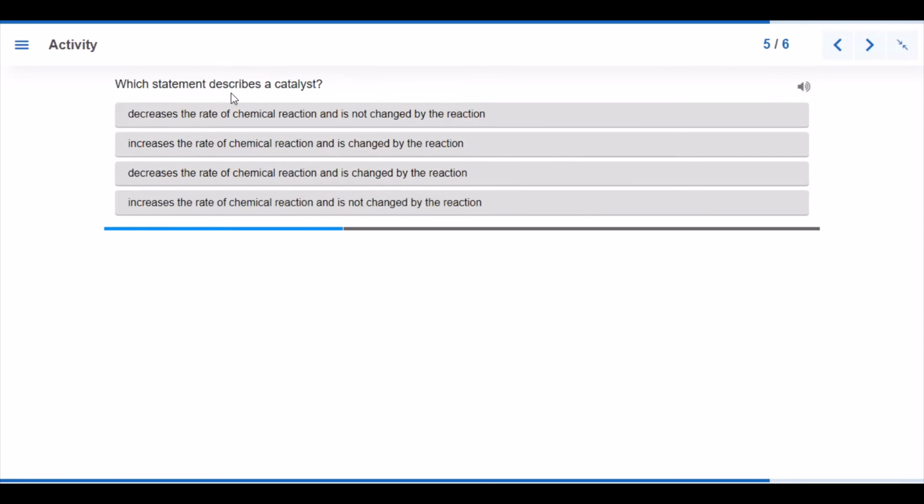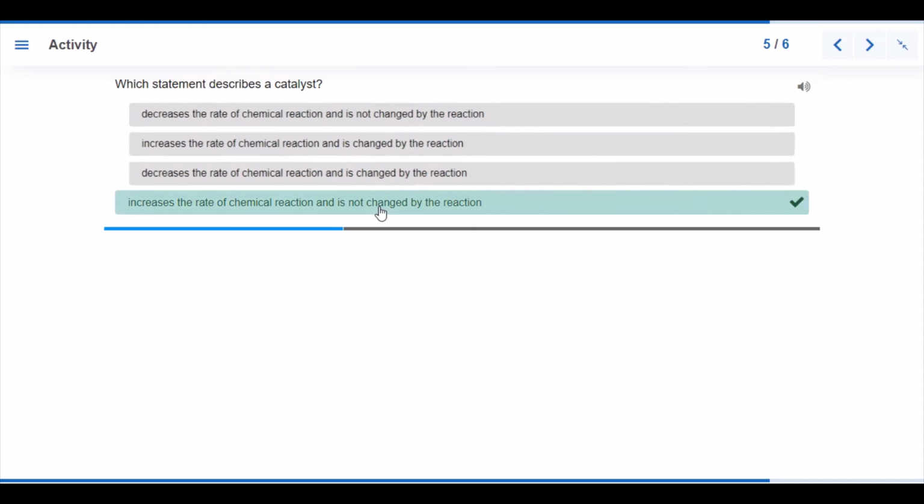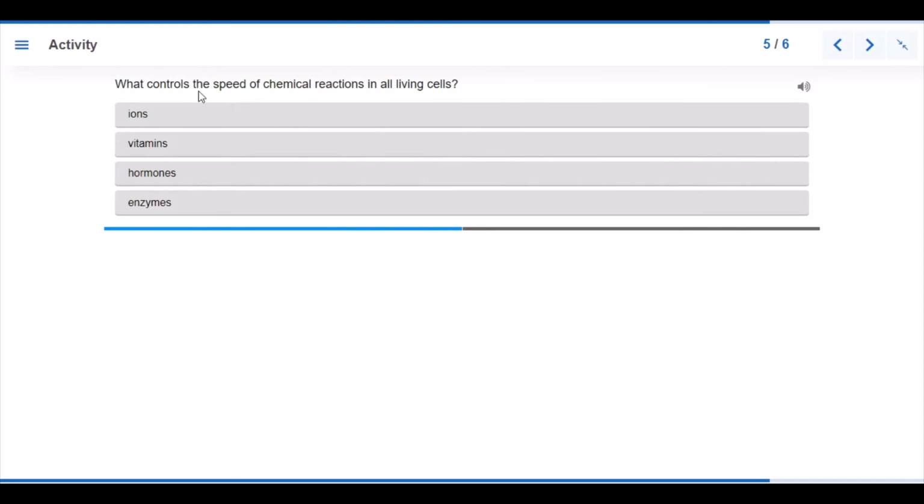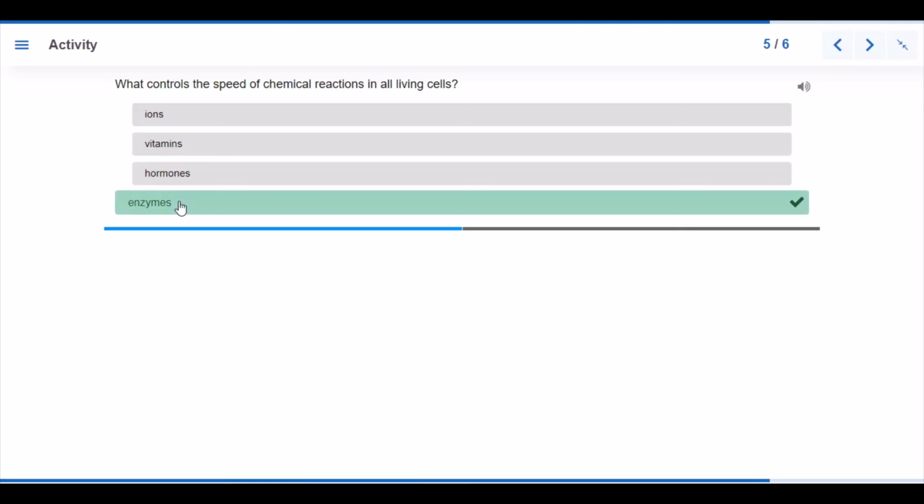Which statement describes a catalyst? It decreases the rate of chemical reaction and is not changed by the reaction? No. It increases the rate of chemical reaction and is changed by the reaction? No. It decreases the rate of chemical reaction and is changed by the reaction? No. It increases the rate of chemical reaction and is not changed by the reaction. Correct. What controls the speed of chemical reactions in all living cells? Enzymes.